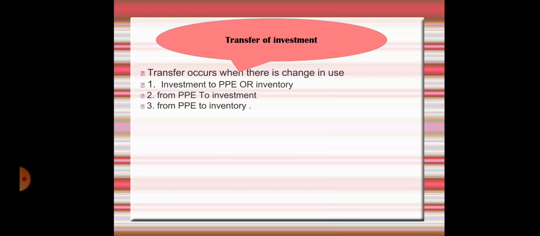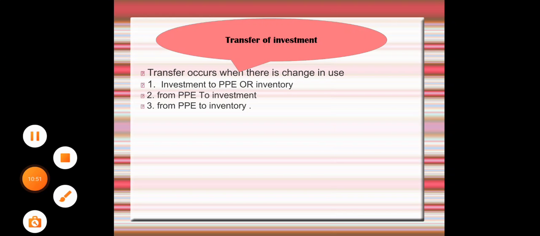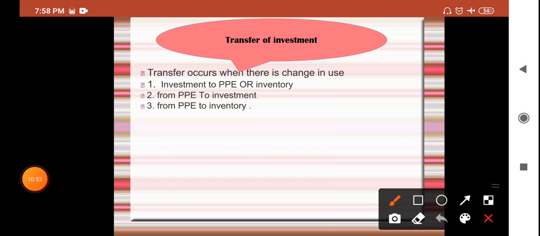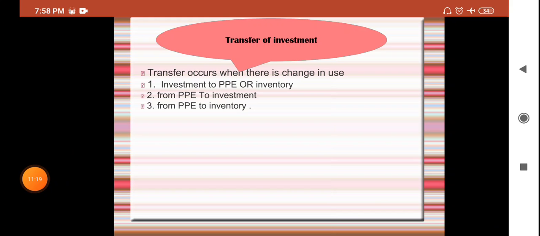Next, transfer of investment property. So here, if you want to transfer the investment property to some another kind of asset, how can you do it? There is one condition: only if there is a change in the nature of use, then only you can transfer the investment property to some another kind of asset. How? For example, I have a building. That building I was using before for the office.